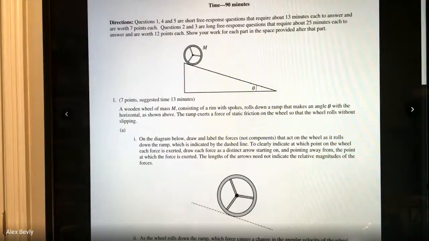Photomath? What is Photomath? I don't know what that is.